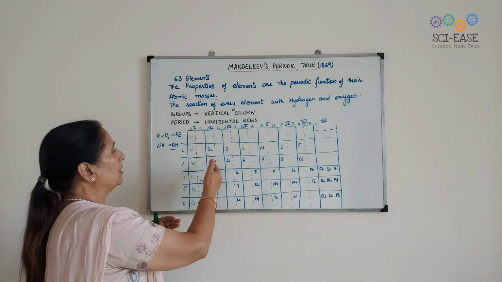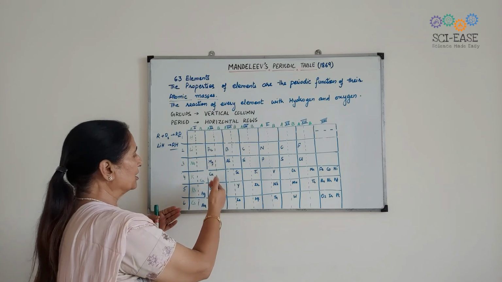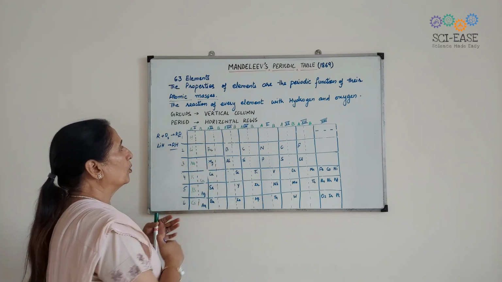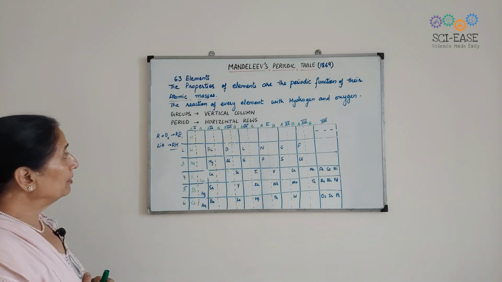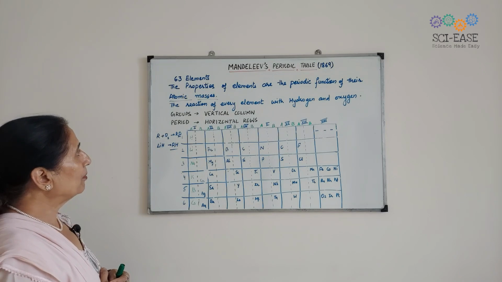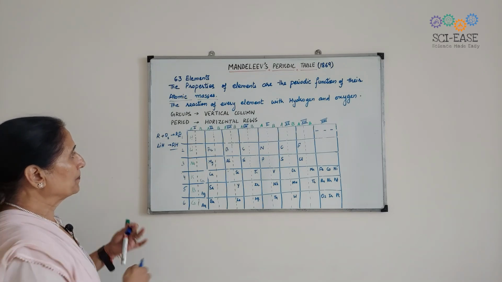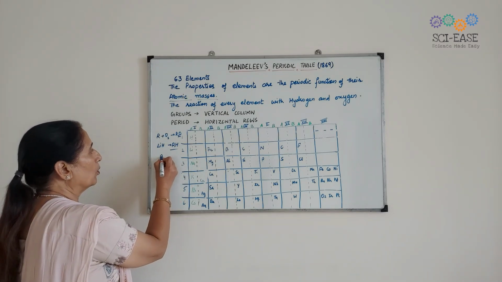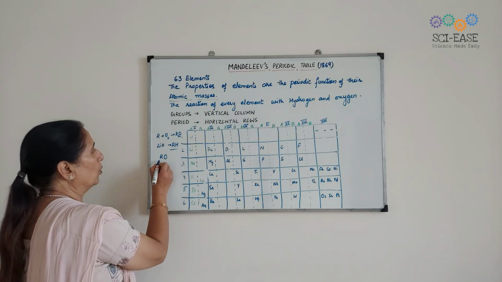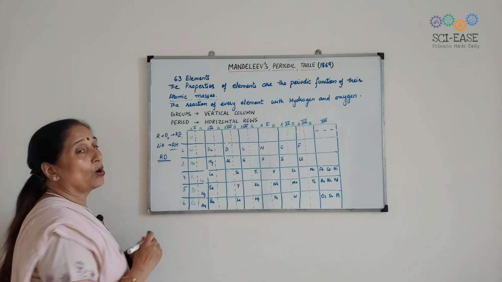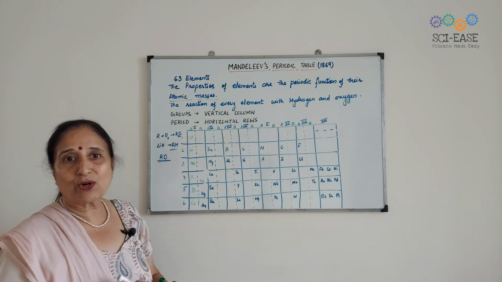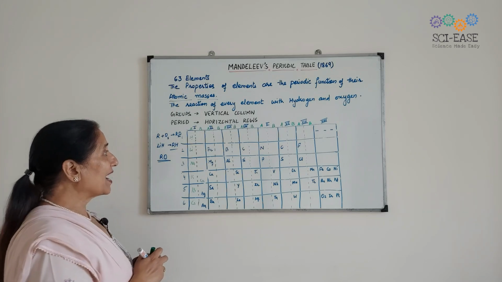Then he took magnesium, calcium, strontium, barium. Okay, so what will be the result? What type of RO? RO will be the oxide.